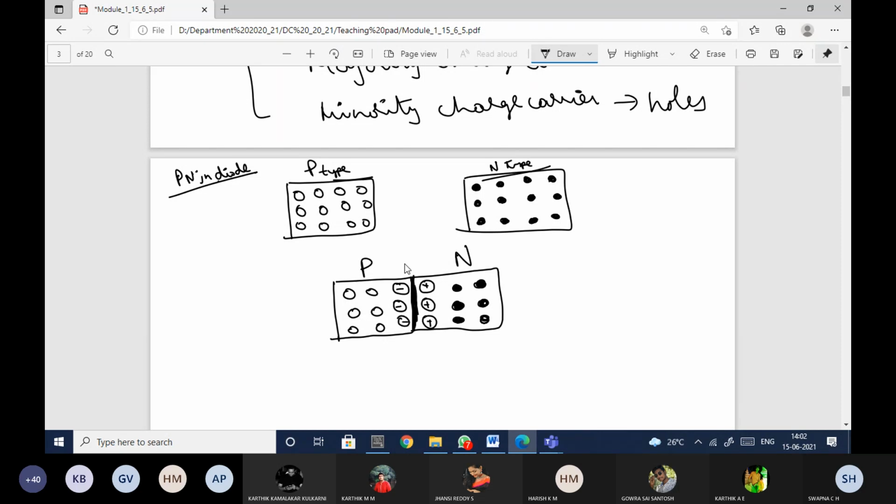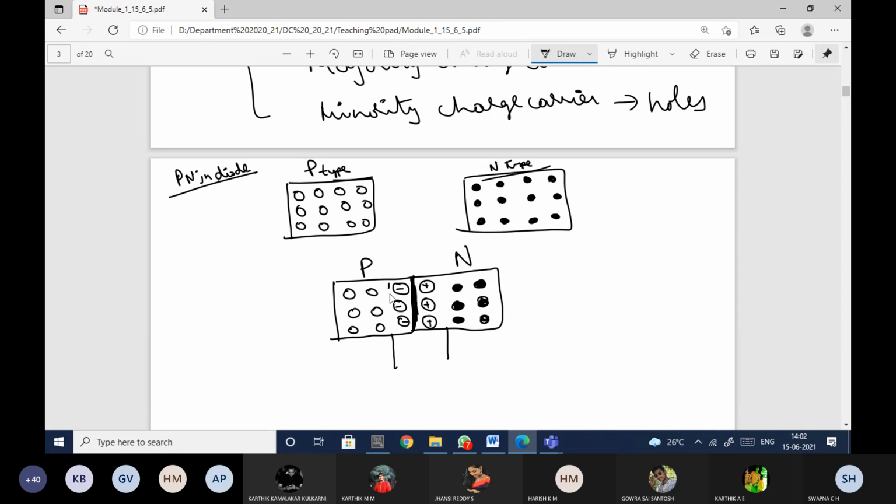This diffusion will happen until electrons are no longer allowed to move from the n side to the p side. Once this diffusion has happened, further movement of electrons from the n side to the p side will be completely avoided. It means that these electrons will not move from the n side to the p side. So this region will act as a barrier for the other electrons to move from the n side to the p side.